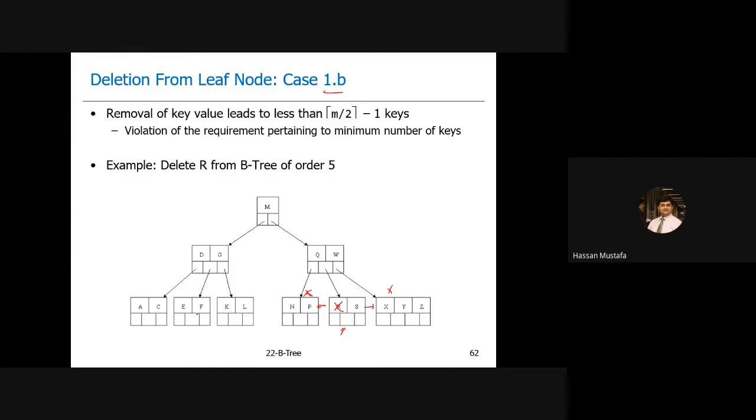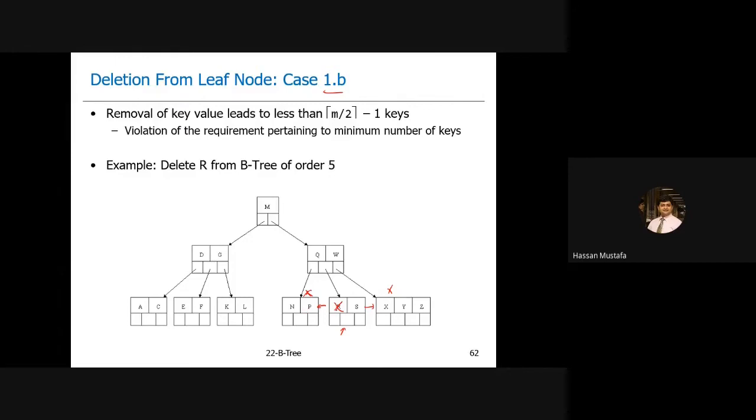So this node is deficient by one key, so it would ask the right sibling. If it has an extra key, it would borrow this key. If this right sibling does not have an extra key, it would ask the left sibling.